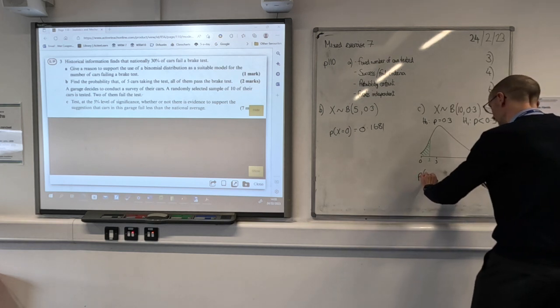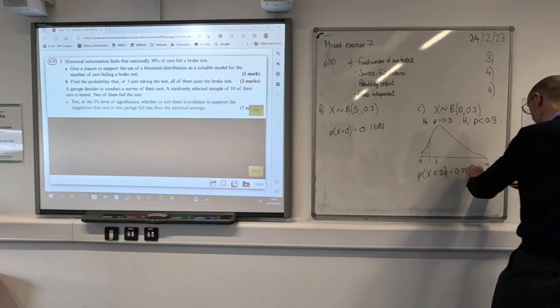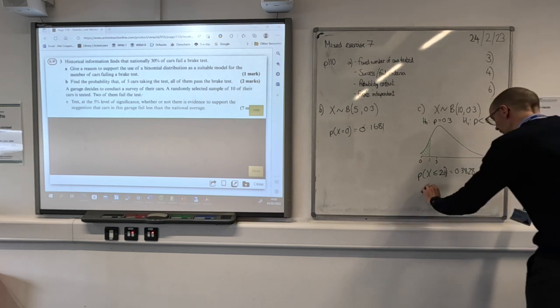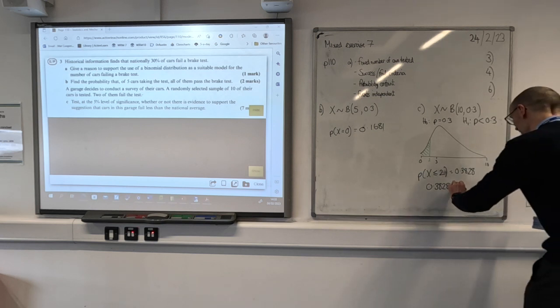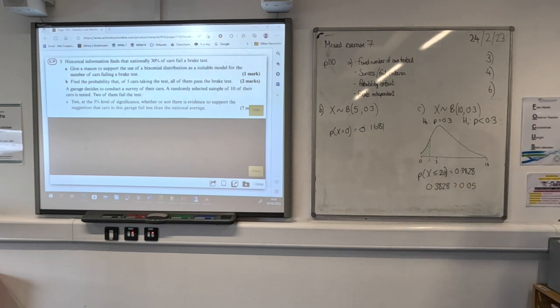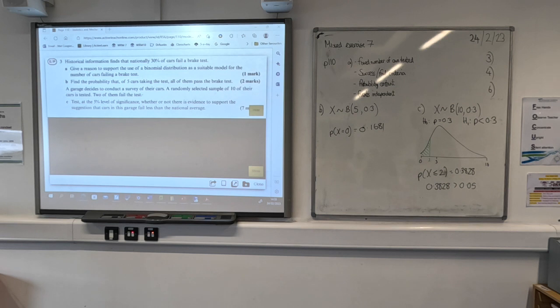It's 0.3828, which is more than 5%. Sorry, it's been a long day. And that means we haven't got enough evidence to suggest that the probability's gone down. It may have done. 2 is less than we expect, which is 10 times 0.3, but we don't have enough evidence. And this is the frustrating thing about hypothesis testing, it never really offers you a definitive answer. But there we go, that's that one.